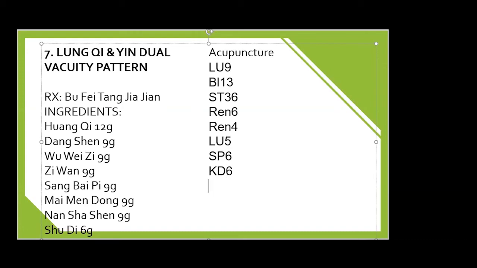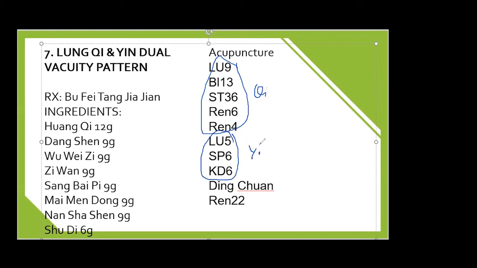Certainly we can add other points, like Ding Chuan and micro points, which we talked about before, especially to stop cough and relieve asthma. If the patient has more phlegm, we can use Ren 22. So that's basically like a treatment plan: one part tonifying qi, and one part resolving the symptoms, for this patient with cough, asthma, and difficult breathing. Those are the acupuncture points we can use for this pattern.